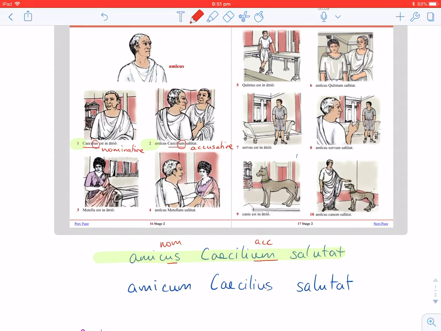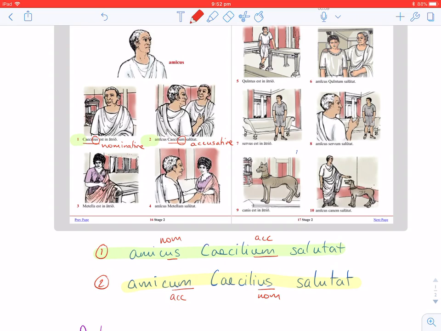Now look at the next sentence, the sentence below. That says, Amicum Caecilius salutat. Now, the words are in the same order. Amicum comes first, then Caecilius. But this time, amicum is in the accusative and Caecilius is in the nominative. So actually, the meaning now for this second sentence is Caecilius greets the friend. So let's say that again. Sentence 1 meant the friend greets Caecilius, and sentence 2 means Caecilius greets the friend.